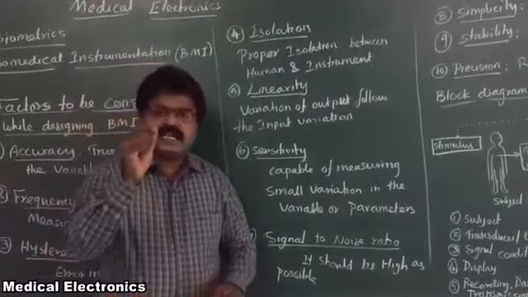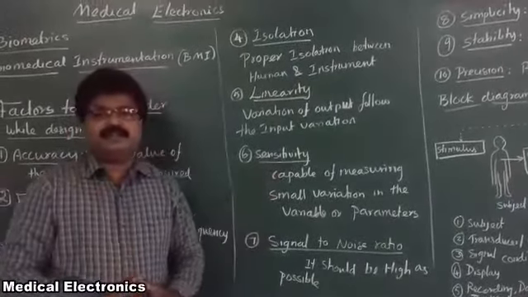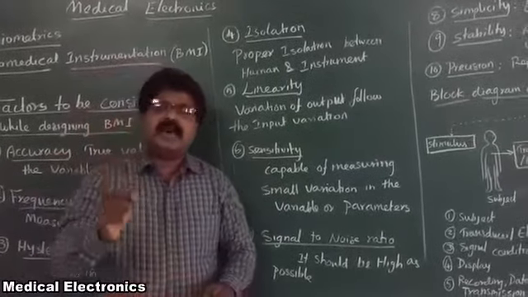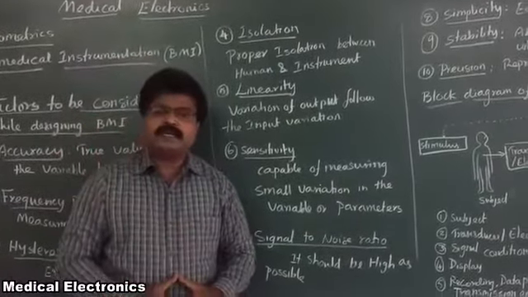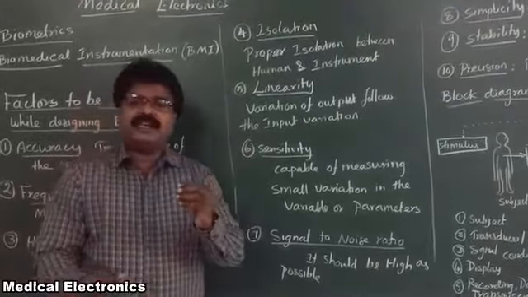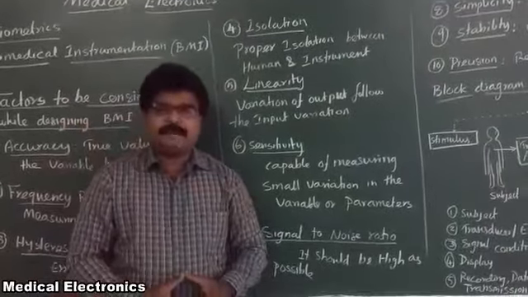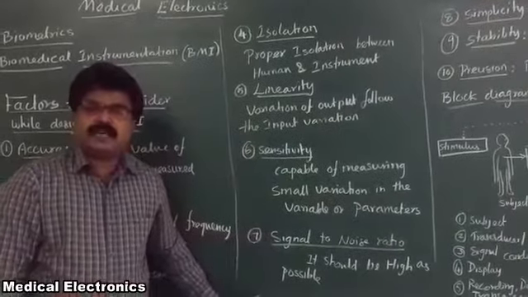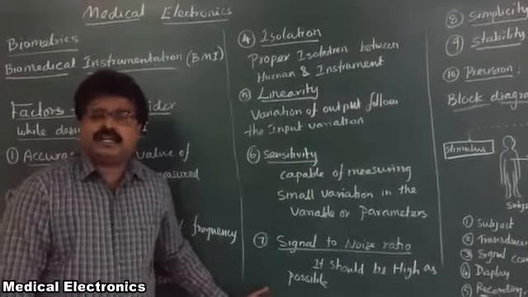Next, signal to noise ratio. That means signal divided by noise. So that ratio must be as high as possible. That means the signal is high and the noise is less. Only then will the signal to noise ratio be high. The biomedical instrument must have a high signal to noise ratio.